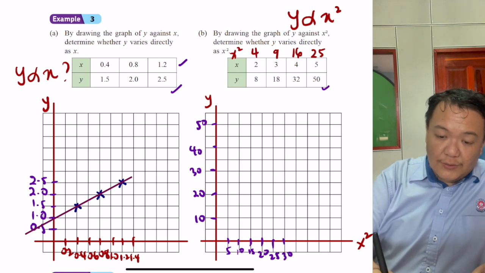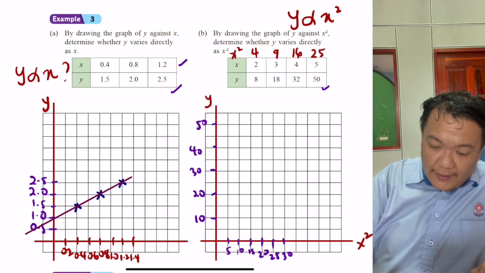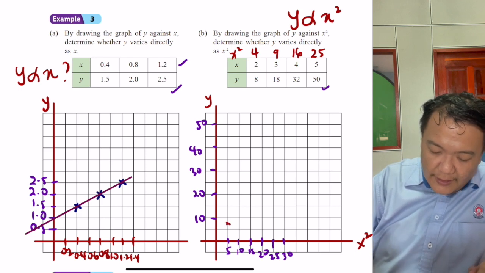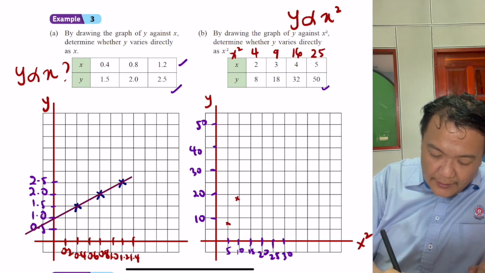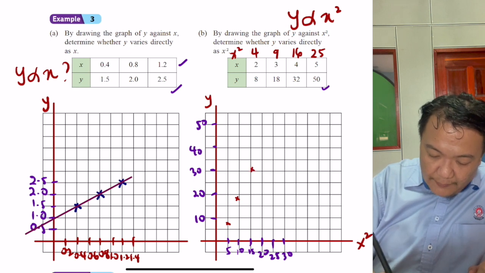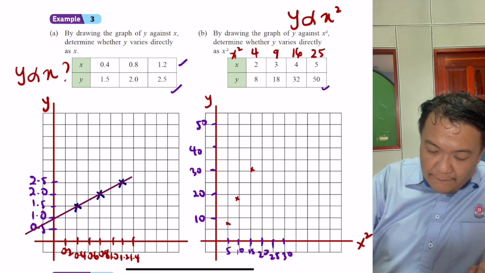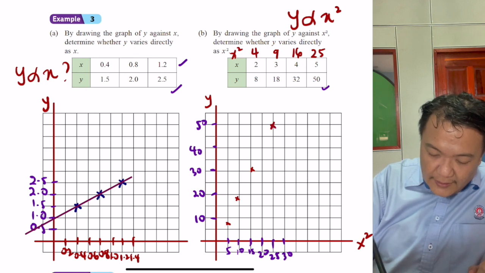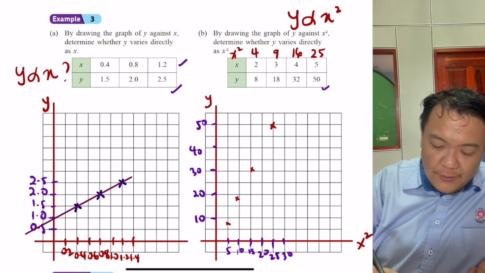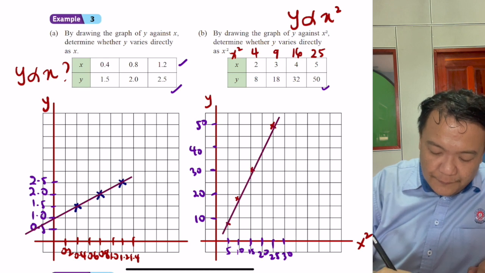So let's plot. The first one, you have 4, 8. 4, 8 is maybe around here. And then 9, 18, maybe here. 16, 32 maybe here. And then 25, 50 is here. Maybe you can use a bigger scale, not a problem. And then you try to connect the dots.